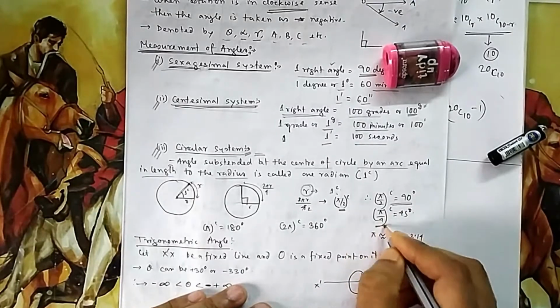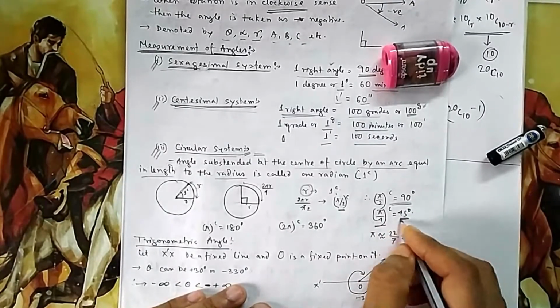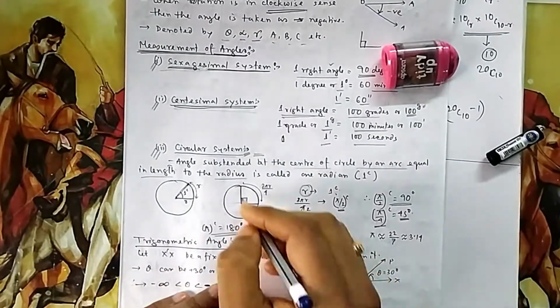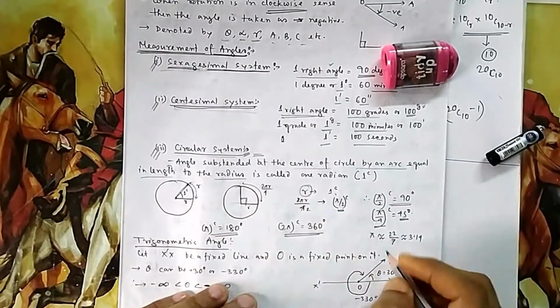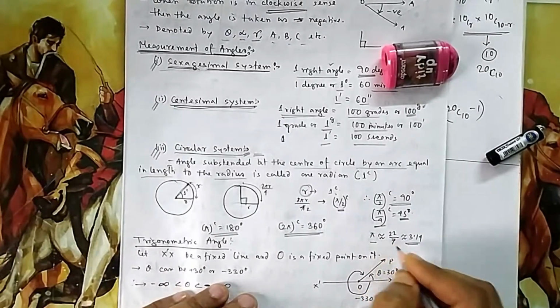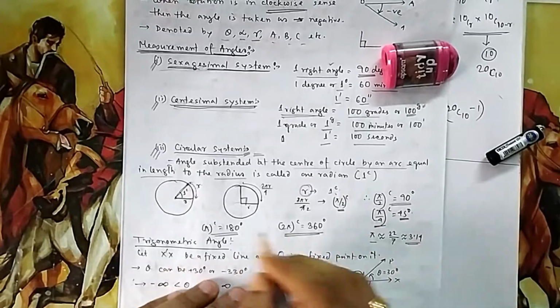In pi by 4, if you divide both sides by 2, it becomes 45. Similarly, pi becomes 180, and 2 pi becomes 360, because 2 pi is a complete rotation, where pi is 3.14, approximated to 22 by 7. So what is the advantage here?